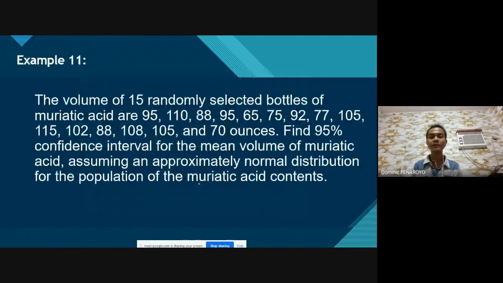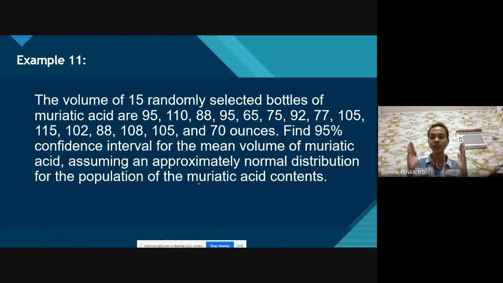So let's proceed. Okay, let's proceed with example number 11. So we have here the volume of 15 randomly selected bottles of muriatic acid: 95, 110, 88, 95, 65, 75, 92, 77, 105, 115, 102, 88, 108, 105, and 70 ounces. Find the 95% confidence interval for the mean volume of muriatic acid, assuming an approximately normal distribution for the population of the muriatic acid contents. Okay, so as you can see here, class, you are presented with raw data. Your task is to find the 95% confidence interval for the mean volume of muriatic acid.